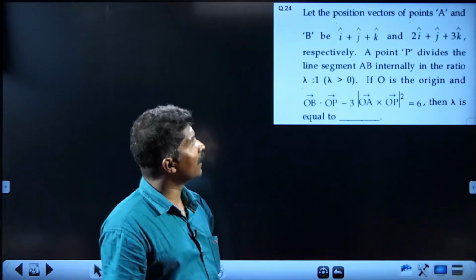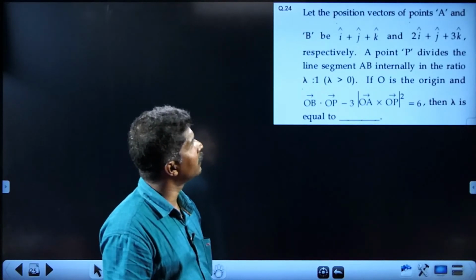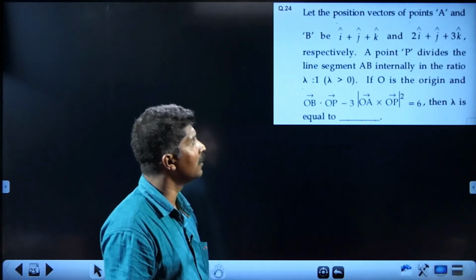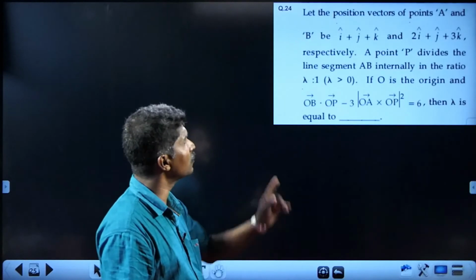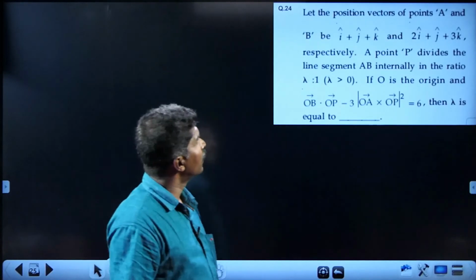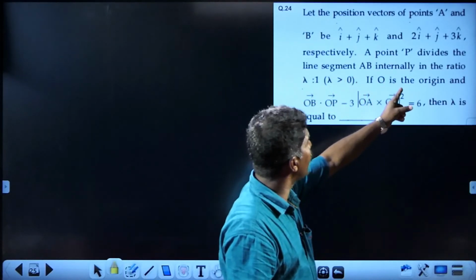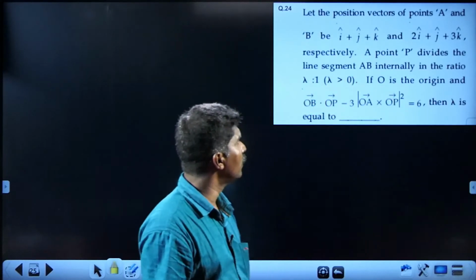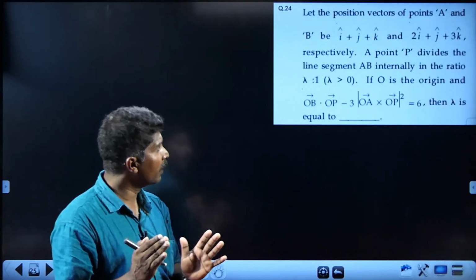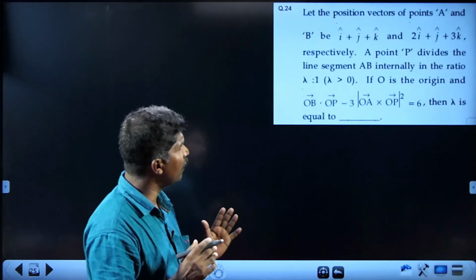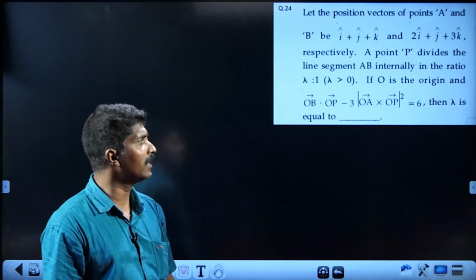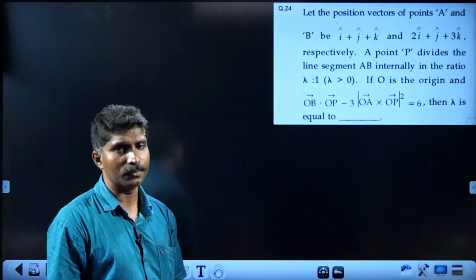Let the position vectors of points A and B be I plus J plus K and 2I plus J plus 3K respectively. A point P divides the line segment AB internally in the ratio lambda is to 1. If O is the origin, and OB dot OP minus 3 times OA cross OP the whole square is equal to 6, then lambda is equal to.